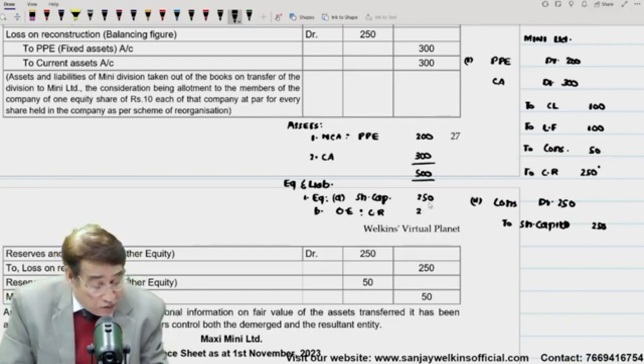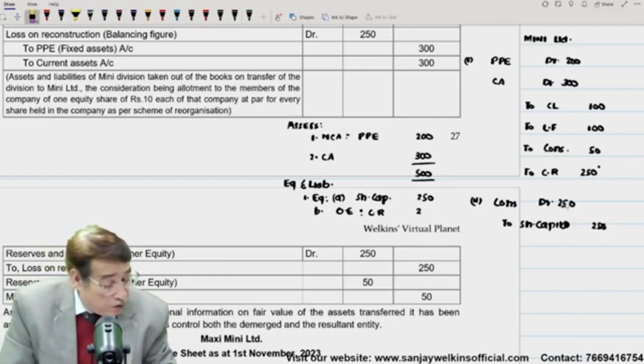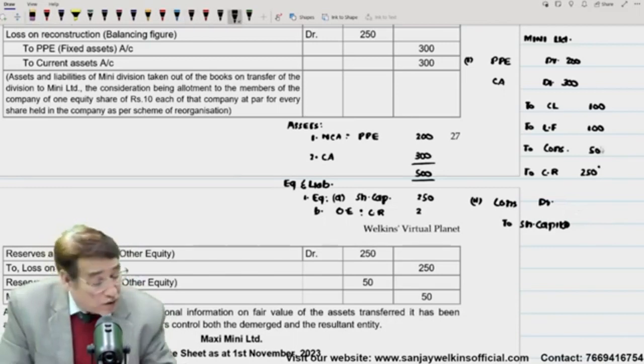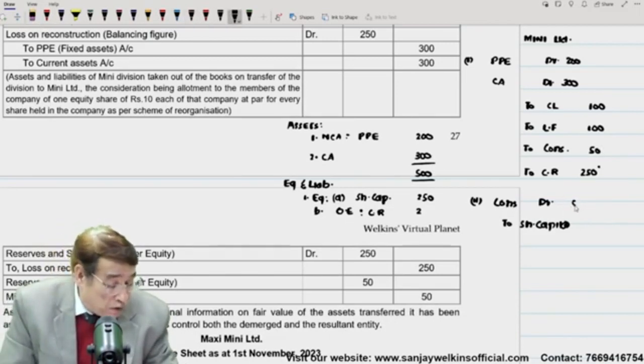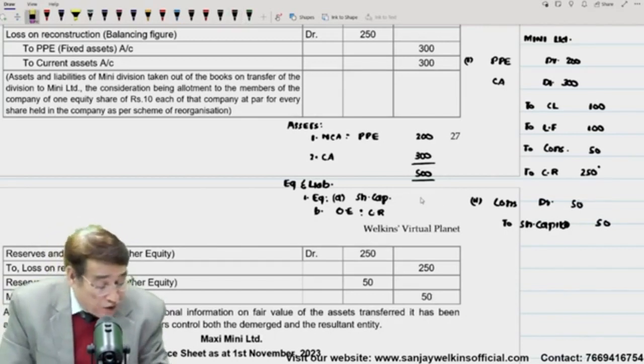Capital reserve is 250. I have written here 250. I'm extremely sorry. This is the point actually I was thinking of, because purchase consideration actually is 50 and I have written here 250. Purchase consideration is 50 only. Extremely sorry. So first let me actually clarify this one. Share capital actually is 50 and not 250.